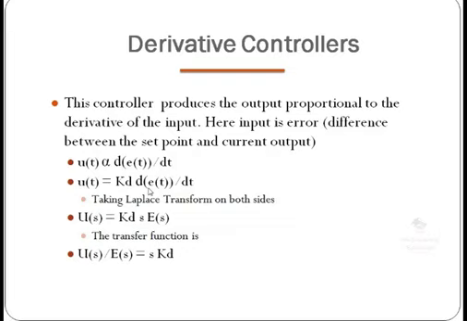This is a famous 2-mark question we used to ask the students. Why can derivative control not be used alone? Logically, because it focuses on the future value alone. Mathematically, it is rate of change, and if a constant error is there, rate of change will be 0. So no control action will be performed.